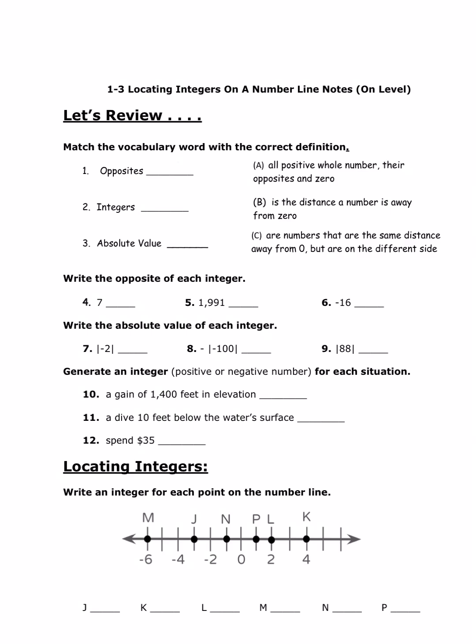Today we are going to be taking notes on locating integers on a number line. First, let's review some of the vocabulary words that we have learned. Our choices are opposites, integers, and absolute value. So let's look at letter A.